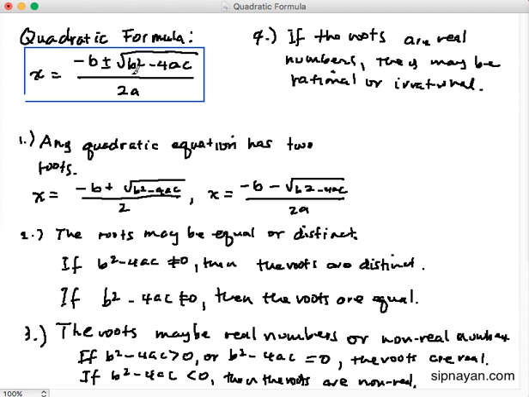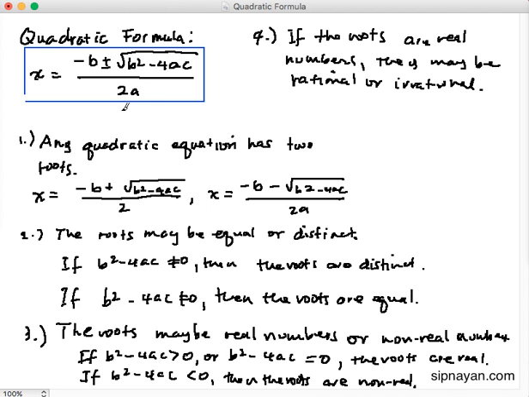One of the cases is not a perfect square, for example, square root of 3. So, for example, 2 plus minus square root of 3 over 2. So, square root of 3 is an irrational number. So, maging irrational ito. Okay? So, those are the properties of the nature of the roots of a quadratic equation.